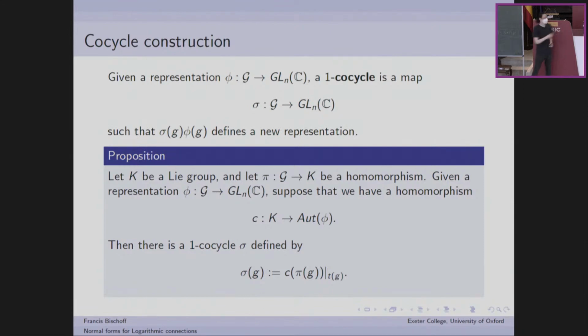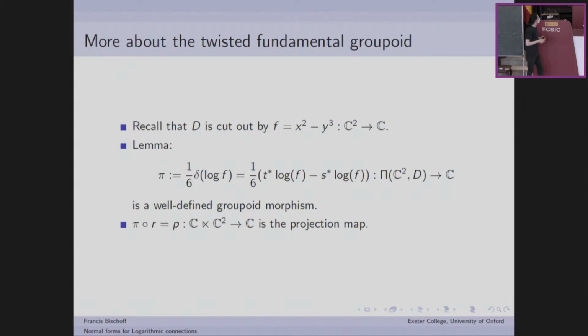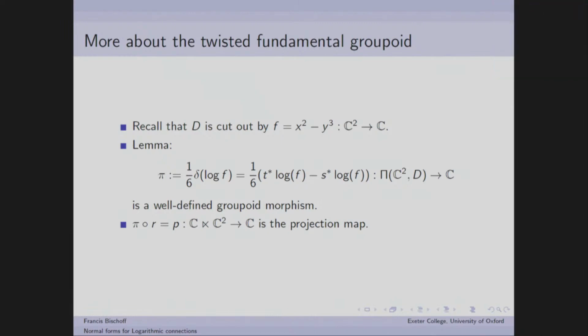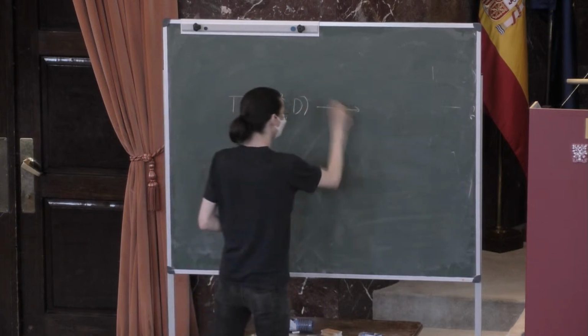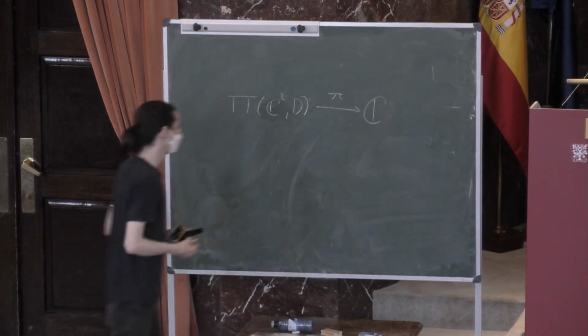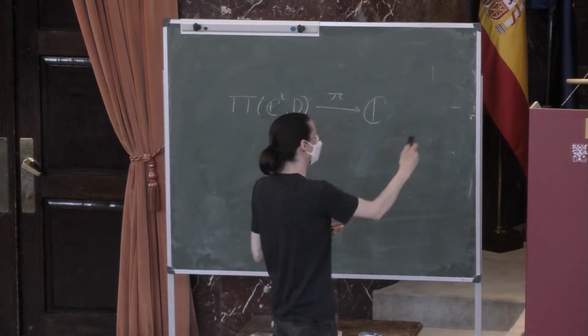So the first thing to explain is, what is this map pi? Let's go back to this equation. Remember, we have this function that cuts out D. And the lemma, which is not difficult, says that if you take the logarithm and you pull it back by target and source to the groupoid, this gives a well-defined homomorphism. And this homomorphism has the property that if you pull it back by R, it's just the projection map. It'd be good to put it on the board. Okay, so remember, this was the first thing that we needed.